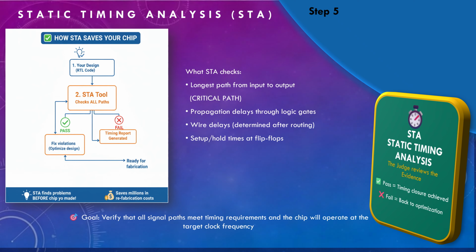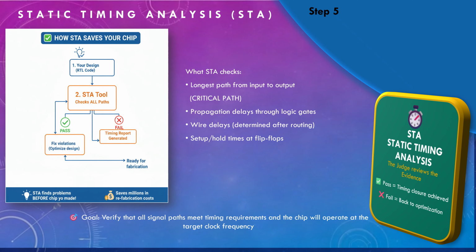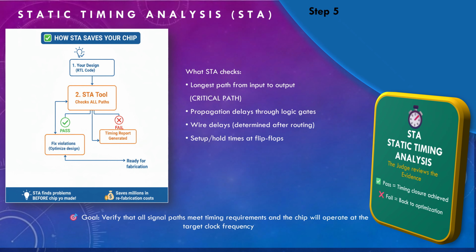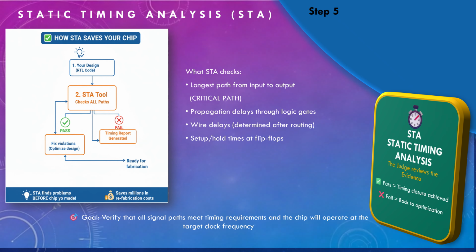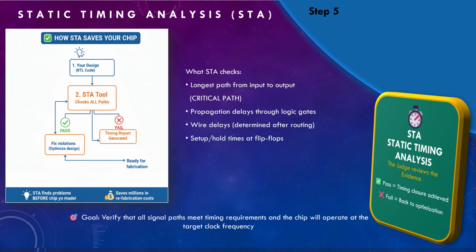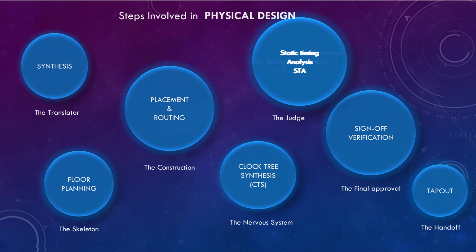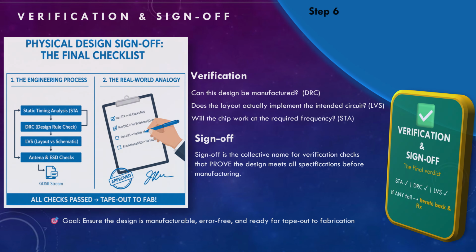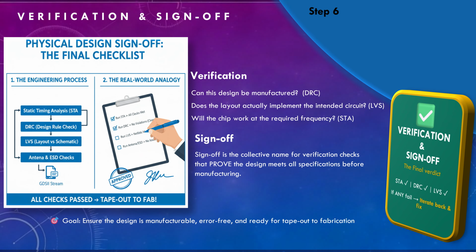Step 6. Verification and sign-off. This is the final checklist. Before you send your design to fabrication, 3 judges review it. DRC, Design Rule Check. Does your layout follow fab rules? Minimum spacing between wires? Minimum width of metal layers? All physical constraints met? LVS, Layout versus Schematic.